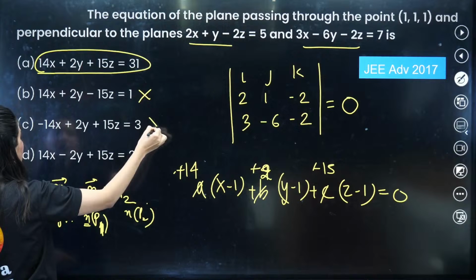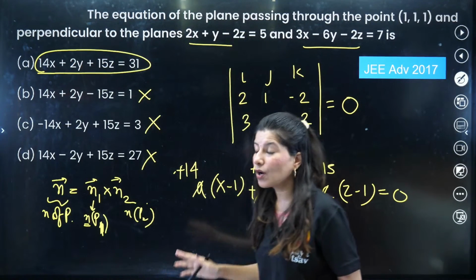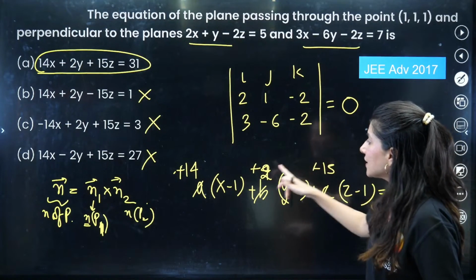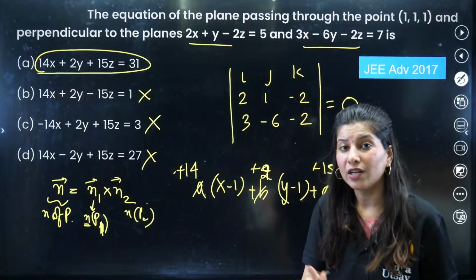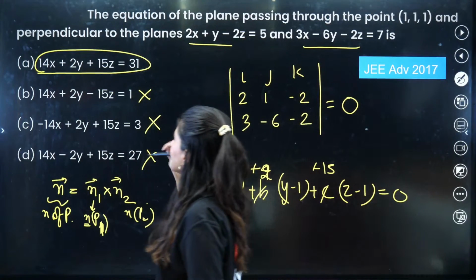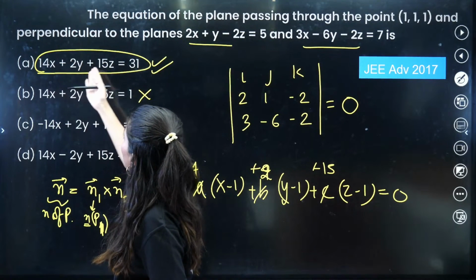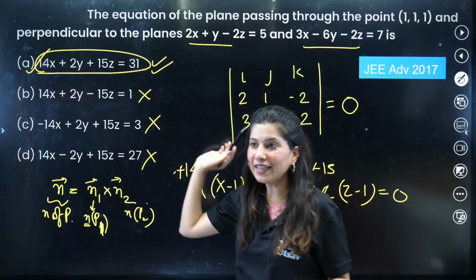Option B is wrong. Option C is also wrong. Option D is also wrong. You know why? Because the normal vector is coming out as either minus 14, minus 2, minus 15 or 14, 2, 15. So either all three are negative or all three are positive, and clearly 1, 1, 1 is satisfying in option A. So option A is absolutely right.